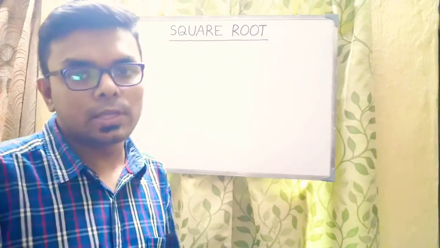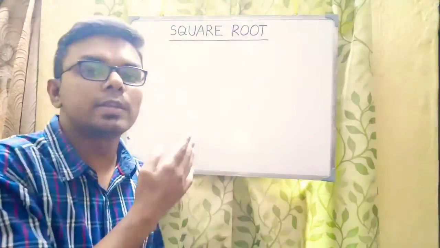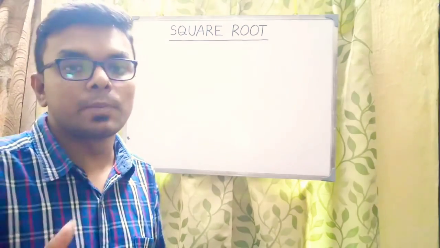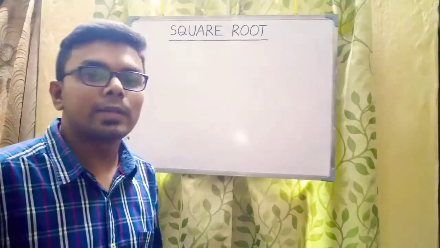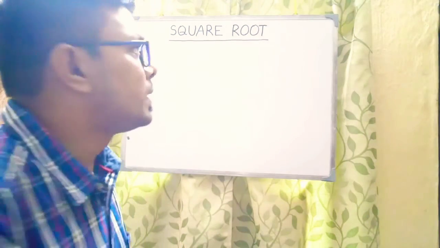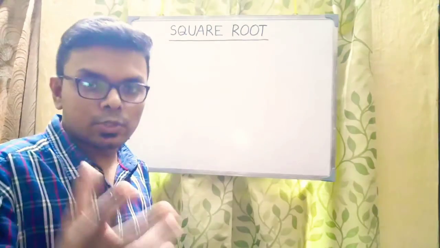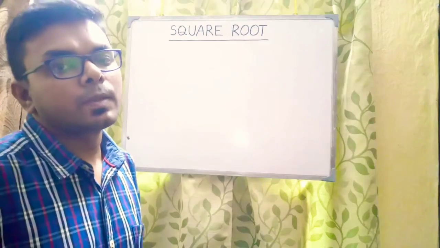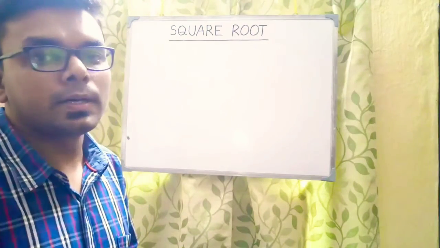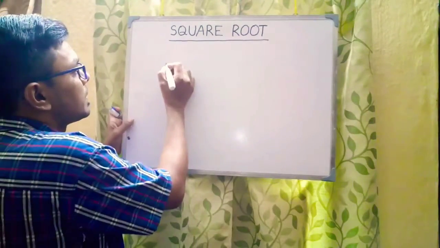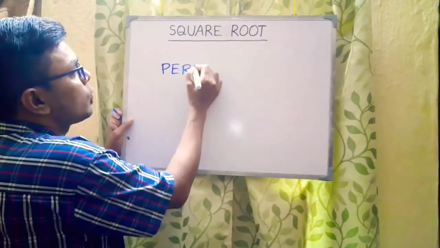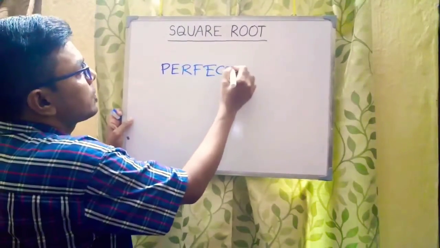In today's tutorial we will be learning how to find square roots of numbers, or should I say, in a more specific way, we will find out how to find square roots of positive integers. Before we move on to the actual topic, there are certain things we should know. The first thing we must know is: what is a perfect square?